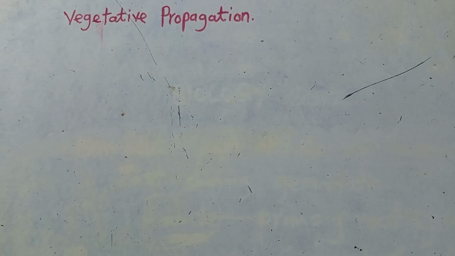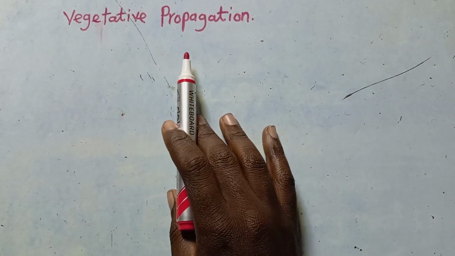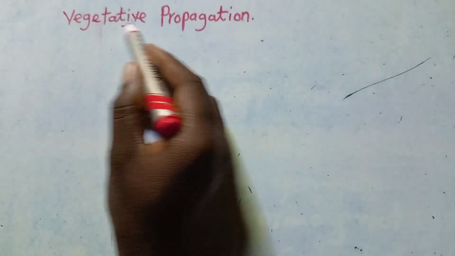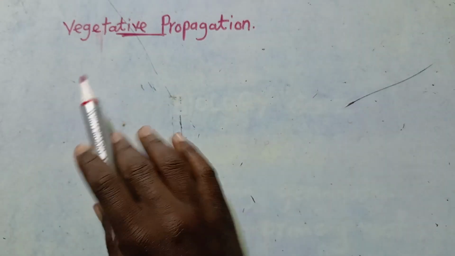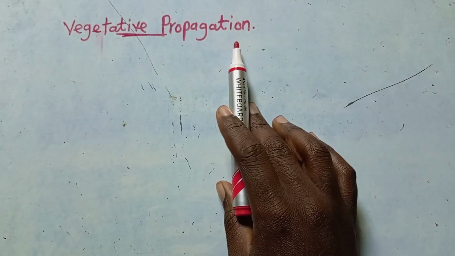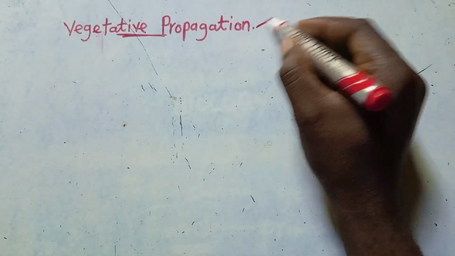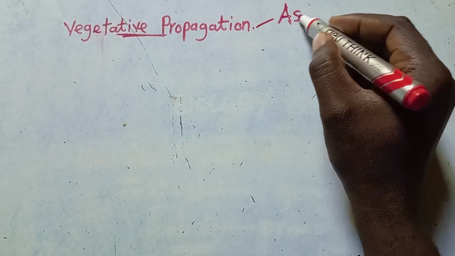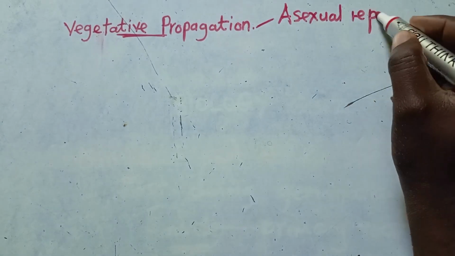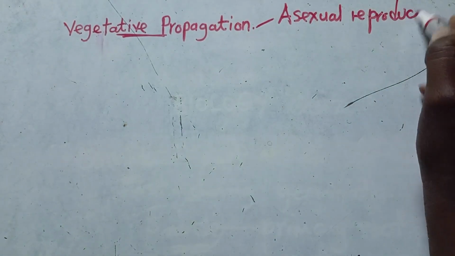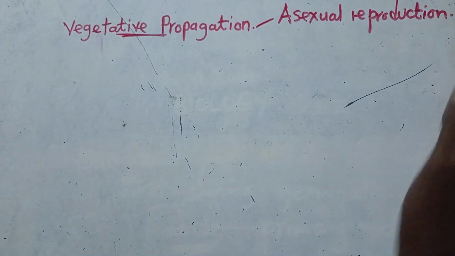Hello, greetings. This is a continuation lesson where we are going to continue from where we ended, and we are going to start with vegetative propagation. Like you know, this falls under what we call asexual reproduction.